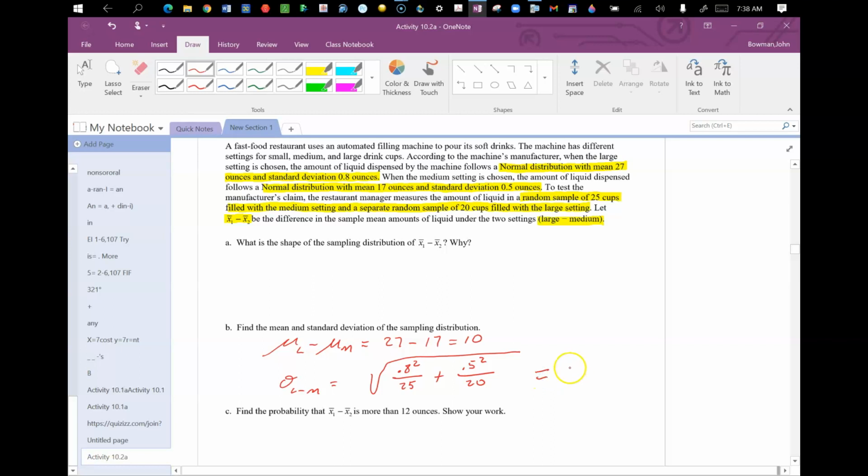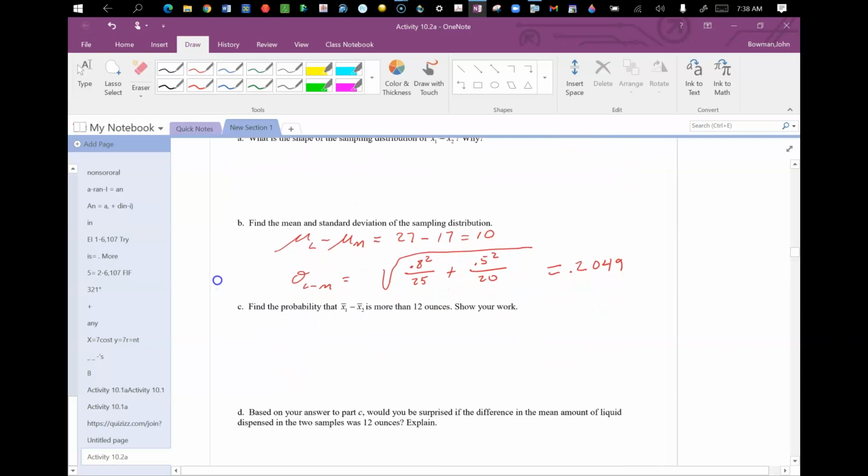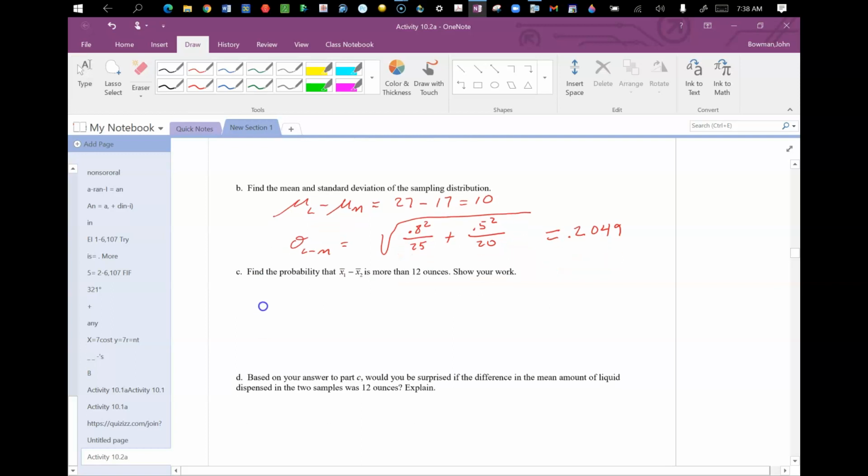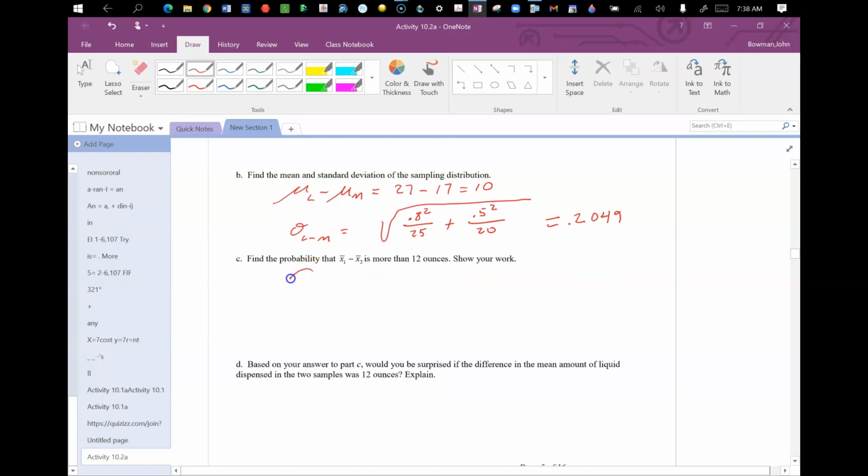To 4 decimal places, that turns out to be 0.2049. Find the probability that the difference in two sample means, x1 bar minus x2 bar, is more than 12 ounces. Show your work. So I want to illustrate this with a picture.